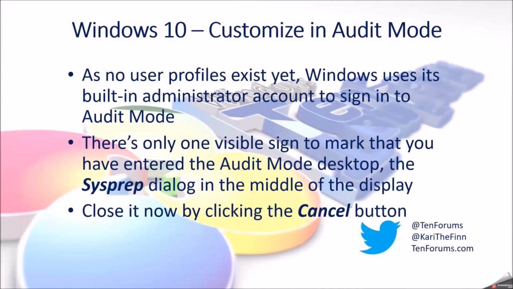As no user profiles exist yet, Windows uses its built-in administrator account to sign into Audit mode. There's only one visible sign to mark that you have entered the Audit mode desktop, the Sysprep dialog in the middle of the display. Close it now by clicking the Cancel button.